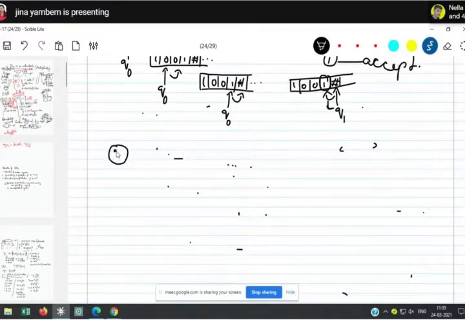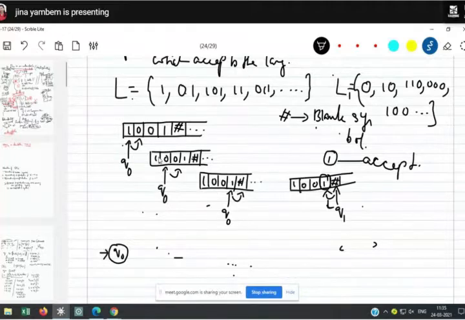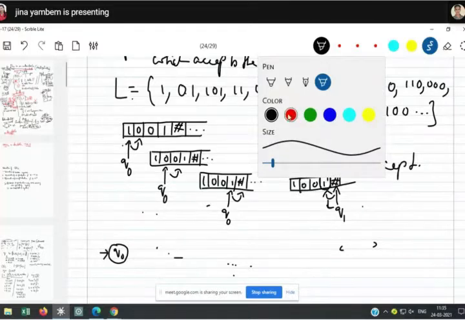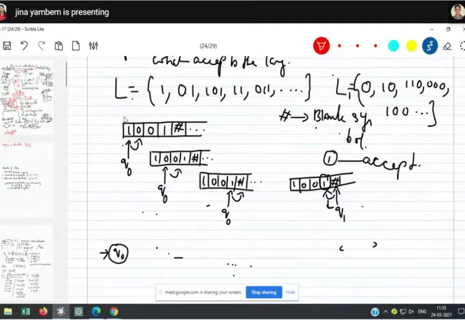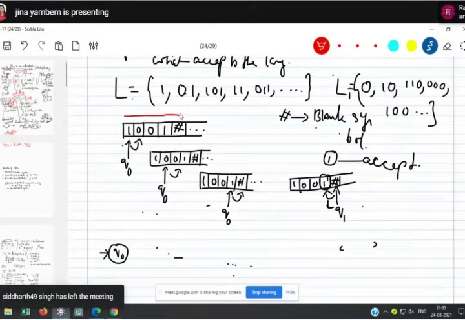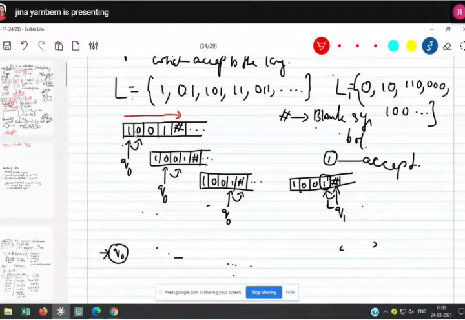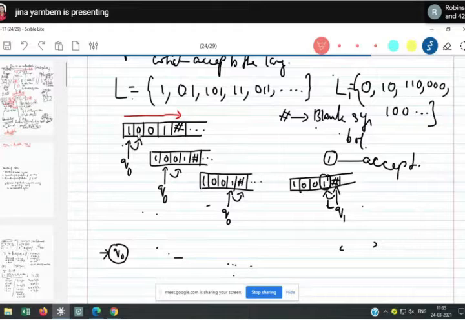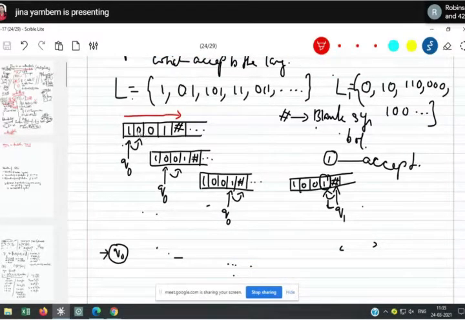Q naught, the initial state. What I was doing is, initially I start reading. I'm scanning the tape from here to here till I find hash. Step by step, whenever you come across 1 or 0 or whatever, I'm not replacing the tape symbol with any new symbol. I'm just leaving this as it is. I'm scanning all the input from the tape one by one till I find this hash.